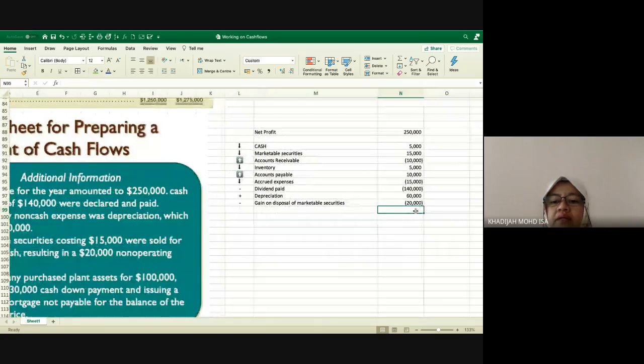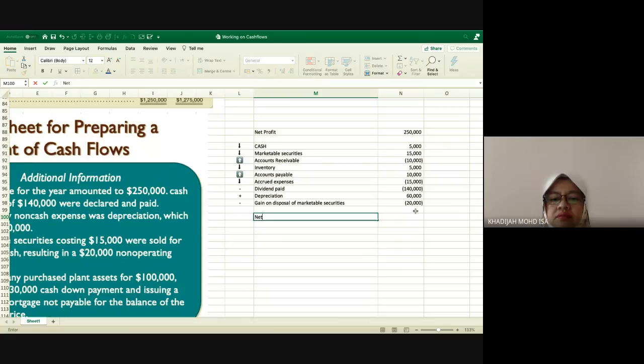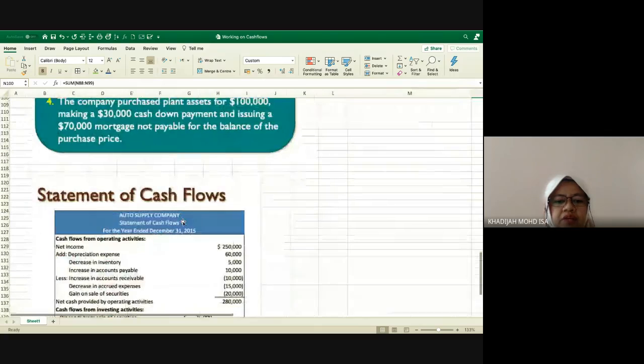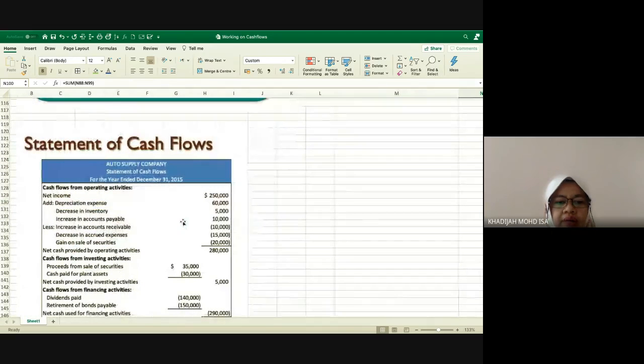So from here, now you can compute how much is your net cash from, in this case, what we call operating activities. So this is what we want to know, right? So you compute here, then you should get, how much is it? Total here is 160,000. Correct or wrong? Let's see the answer here. Statement of cash flow. All right, we got it wrong. The answer says 280,000. Where did we go wrong?